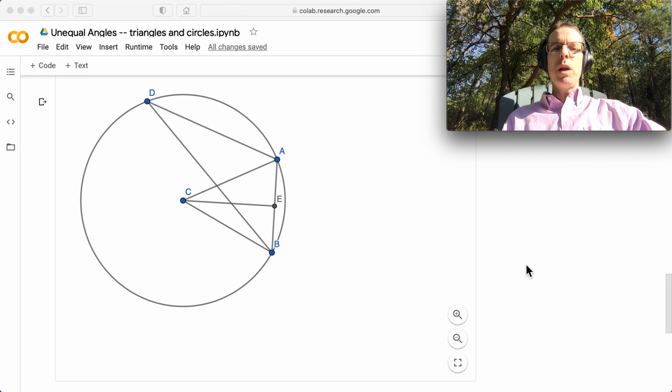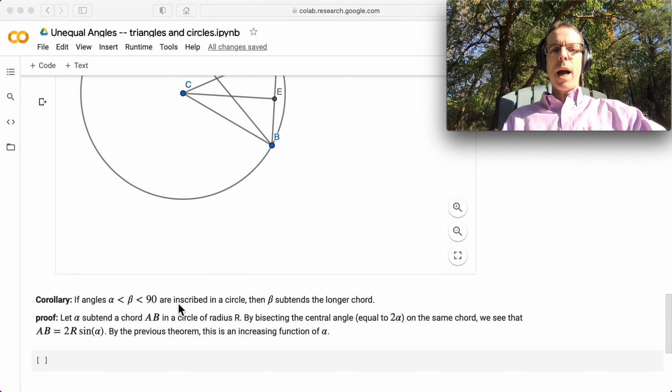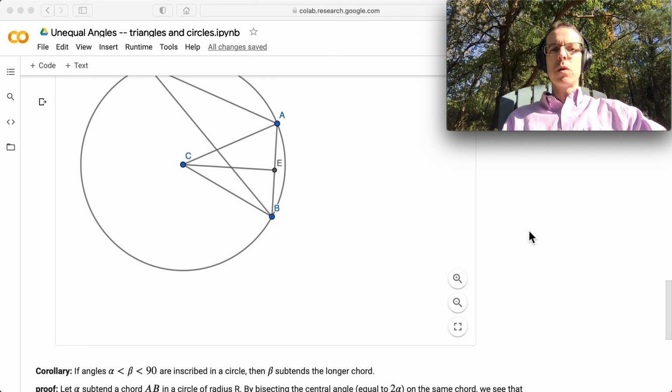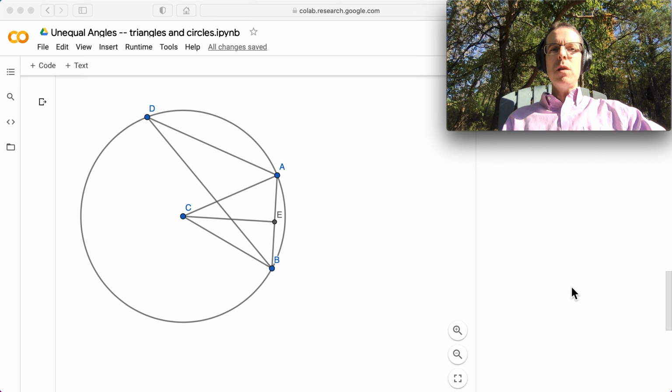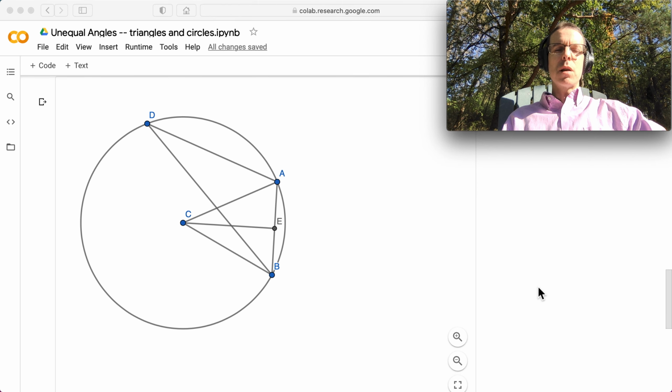Now, we need to be cautious here. This is for angles less than 90, that is, for acute angles. So in other words, if we have two acute inscribed angles, then the larger angle gets the larger chord, is basically what we're saying. And this follows from the fact that sine is increasing, plus our inscribed angle theorem.